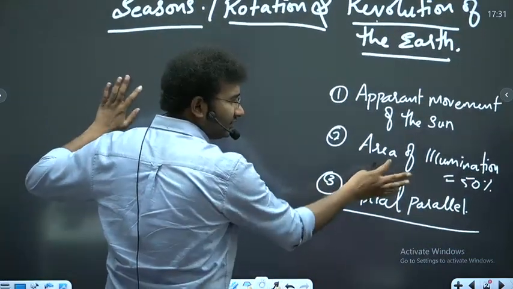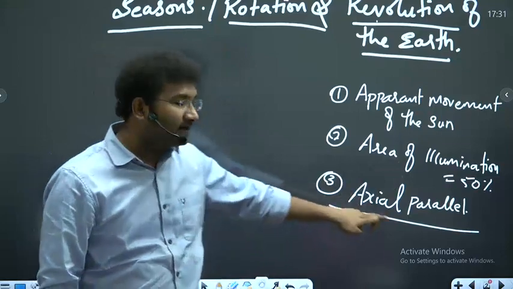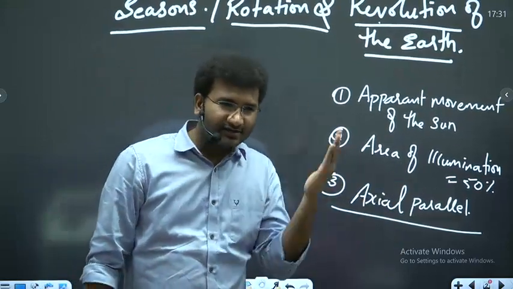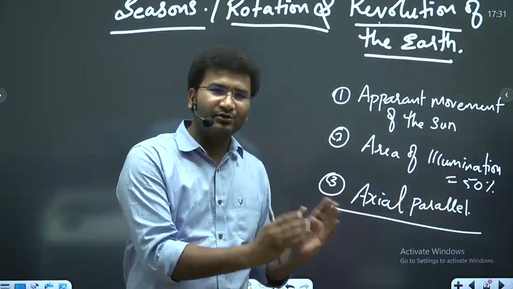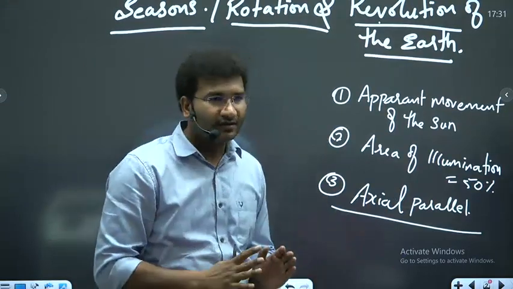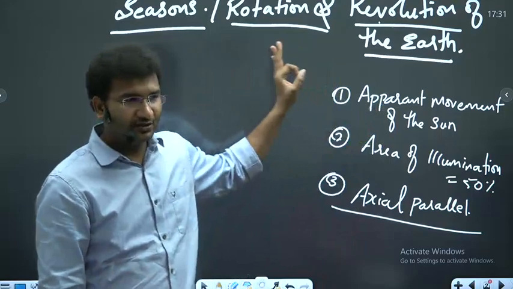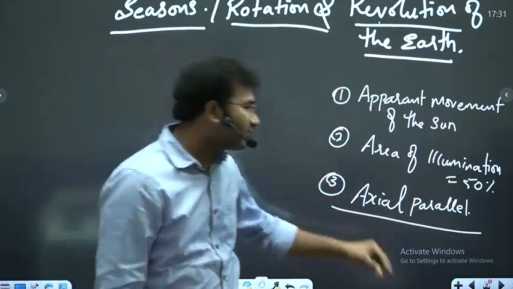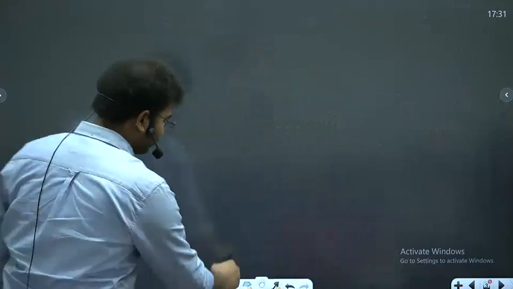Area of illumination, you already know, 50%. And axial parallelism: yesterday I told you that our earth's axis is always parallel to its next position. Right? If you know these three things, you'll understand the entire seasons concept. So let's start to understand the concept of seasons.